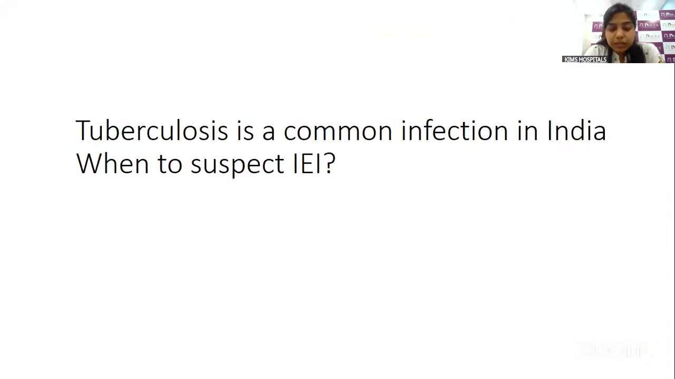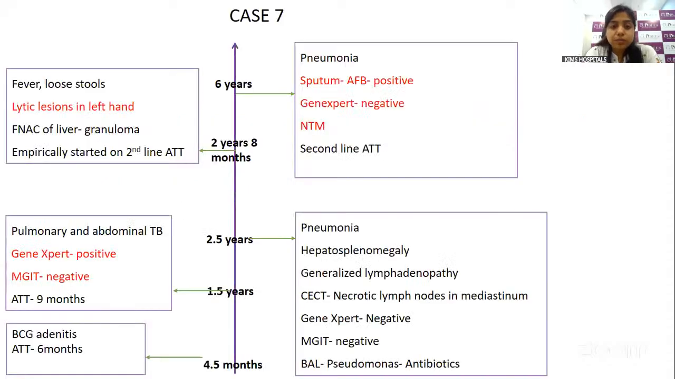So coming to the next topic. Tuberculosis, we generally see, like all of us, it's India. So it's a very common infection. And we generally say, yes, since we are in India, a developing country, we see tuberculosis as a common infection. But when to suspect inborn error of immunity in a patient who's having tuberculosis infection? That is the next topic that we are going to see.